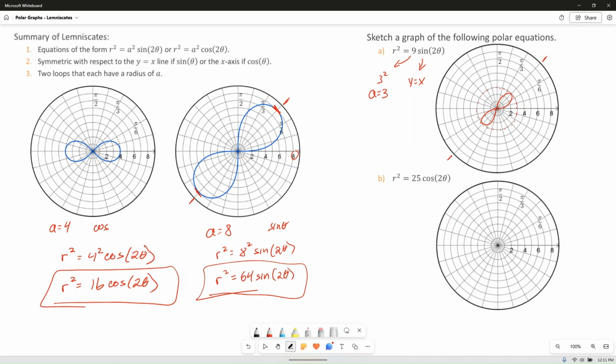r squared equals 25 cosine of 2 theta. So the 25 tells me the a value has to be 5, and because it's cosine, I know it's going to be on the x-axis. So again, I'm just going to do the same thing here. I know I have to have this circle of radius 5, and I'm going to draw two loops at the origin. So from the origin out 5 units along the x-axis, and then to the left from the origin out to the circle of radius 5, and then back to the origin. So those are the two loops. So that's the graph of r squared equals 25 cosine of 2 theta.